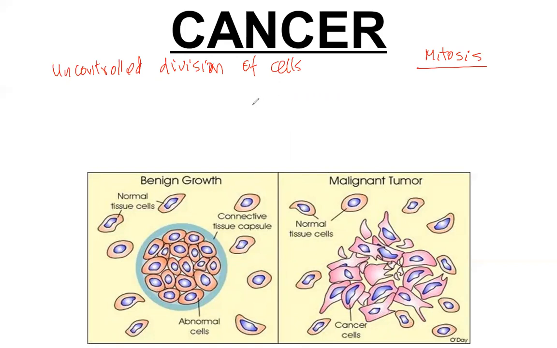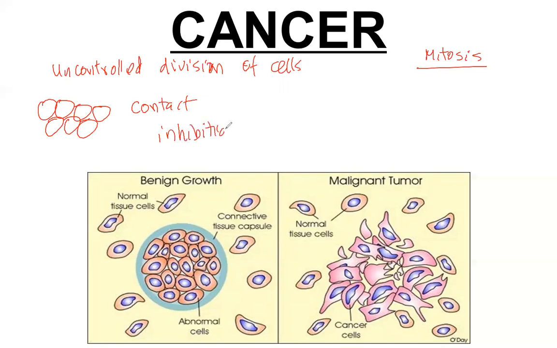And when the cells stick to each other, they have the tendency not to divide. But in cancer, the cells get separated from the other cells, so they keep dividing faster. And this is called contact inhibition.